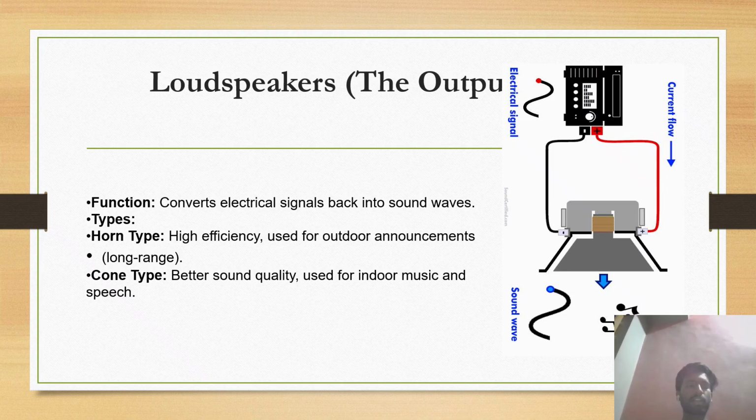It works in the exact opposite way of a microphone. Electrical signals cause a voice coil to vibrate, which moves a diaphragm, pushing the air to create sound waves. We choose the speaker based on the environment. Horn speakers are great for throwing sound long distances outdoors, while cone speakers provide warmth and full range of sound, which we prefer indoors. These are the block diagram and components of the PA system.